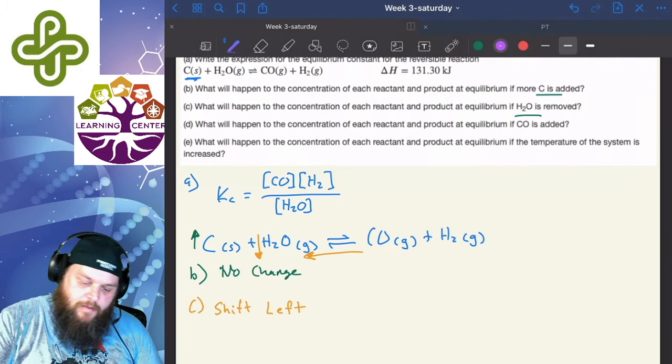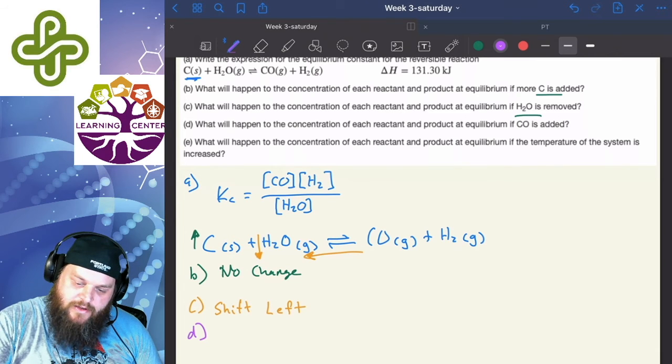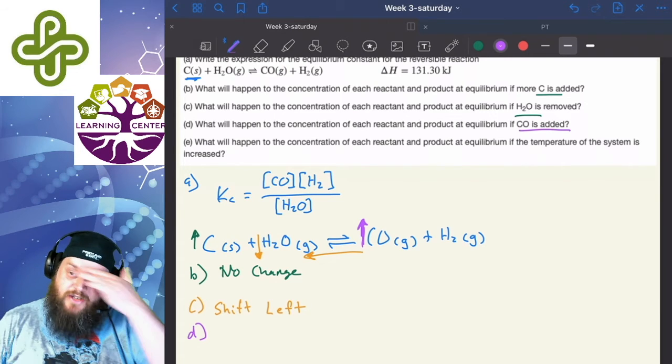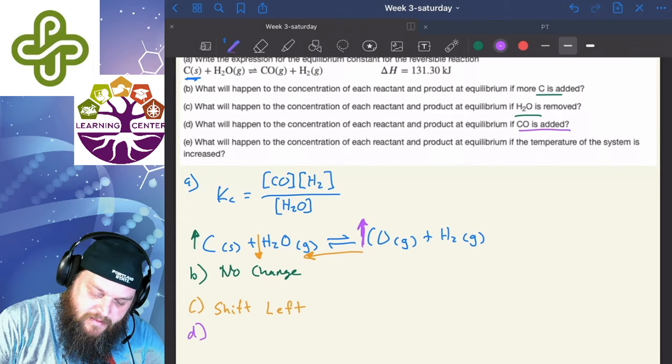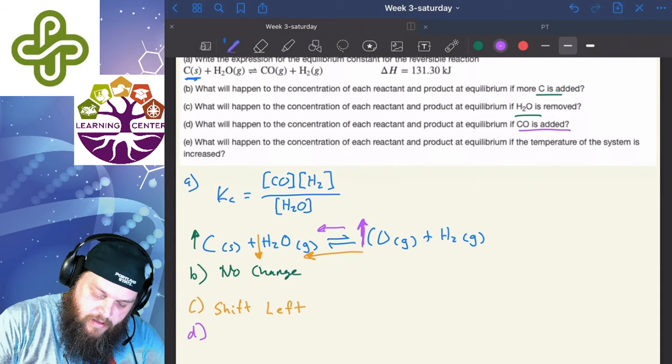So let's put in purple for part D. And here we're looking at the change in CO2 being added. We're increasing the concentration of CO2, which is going to shift it to the left. The back reaction rate is going to become faster, and we are going to end up with a shift left.